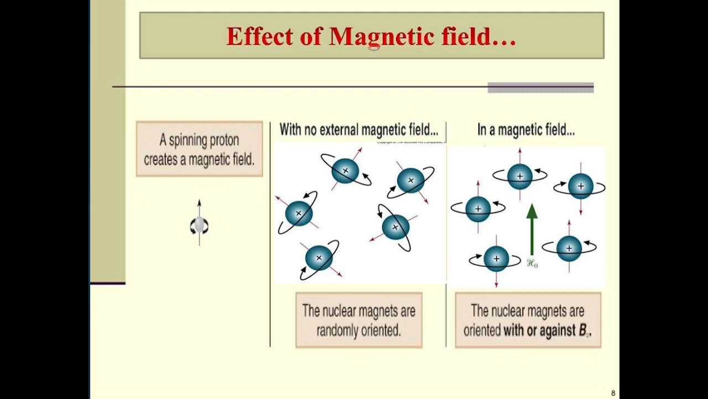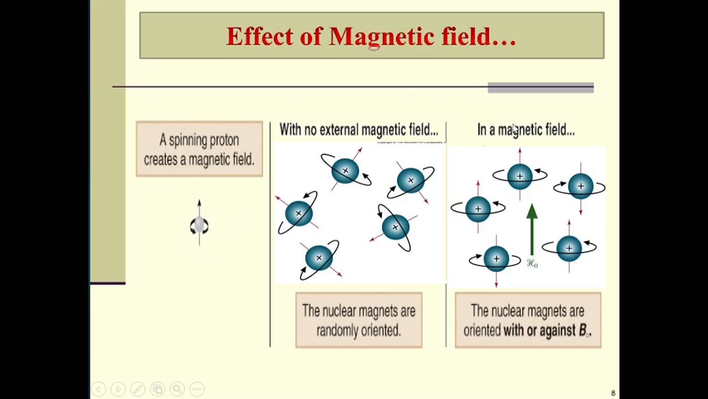Likewise, the spinning motion of the nucleus also generates a magnetic field. Even in the absence of an external magnetic field, a molecule contains several nuclei, so there will be a large number of magnetic moments, and these magnetic moments are randomly oriented in the absence of an external magnetic field. From the figure it is clear they are randomly oriented, not oriented with the applied field.